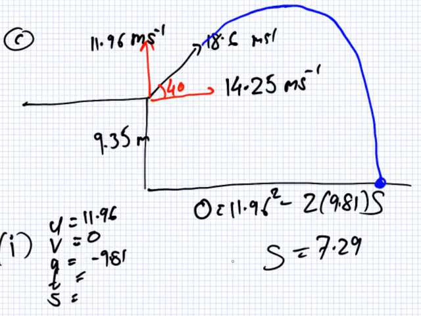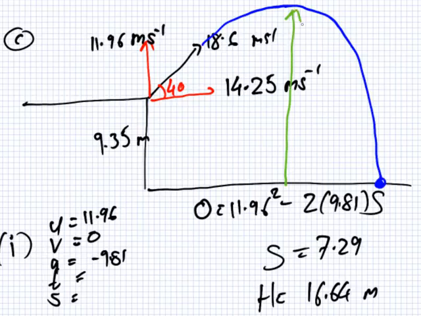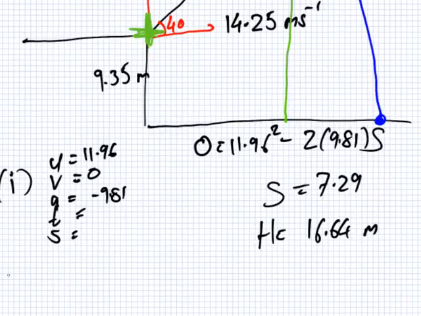But that's not the right answer. The answer is 7.29 plus 9.35. Why do I add the 9.35? Because we should measure it from the ground level, not from the origin. Right, part 2. What do I want in part 2? 16.64, the final answer. What is that for 7.29?